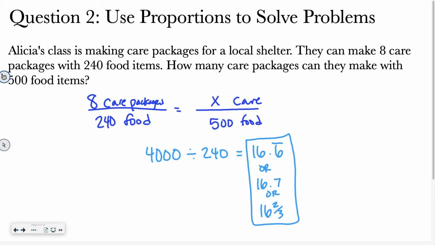All right, hopefully you set your proportion up something like mine, where you remember to keep the care packages on the same level, the food on the same level. You grouped 8 with 240 in the same fraction, then your variable and 500 in the same fraction. So then when I cross multiplied, I did 8 times 500, which is 4,000. Then I divided by 240, and I got 16.6 repeating, or maybe you said 16.7, or maybe even said 16 and 2/3. All of those are correct answers, and I'm fine with any of those.